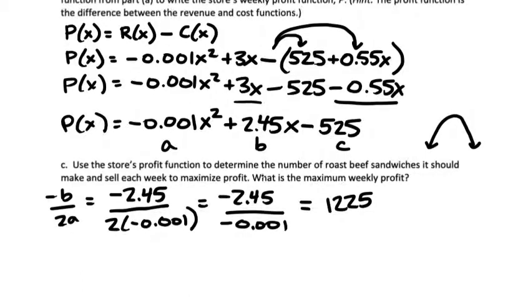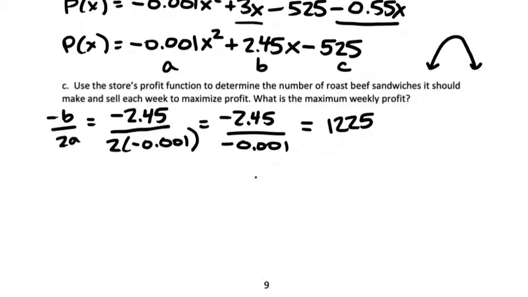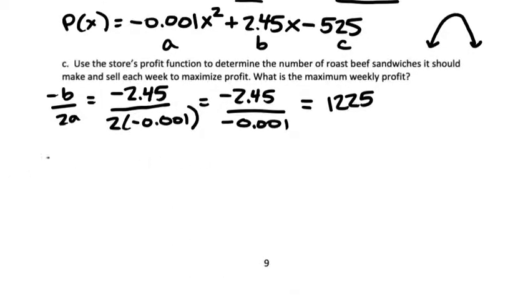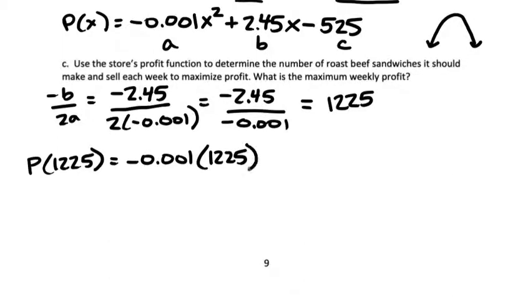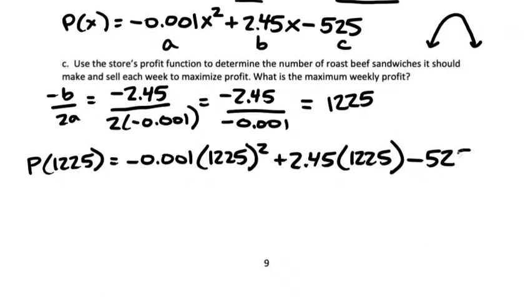And then I want to find the maximum weekly profit, and I do that by plugging into my profit function. So there's my profit function up above. I'm going to plug in 1,225 for x. So I'm going to have negative 0.001 times 1,225 squared plus 2.45 times 1,225 minus 525. Now this is one of those situations where it's a little bit helpful if you have a calculator that you can just type this in all at once.